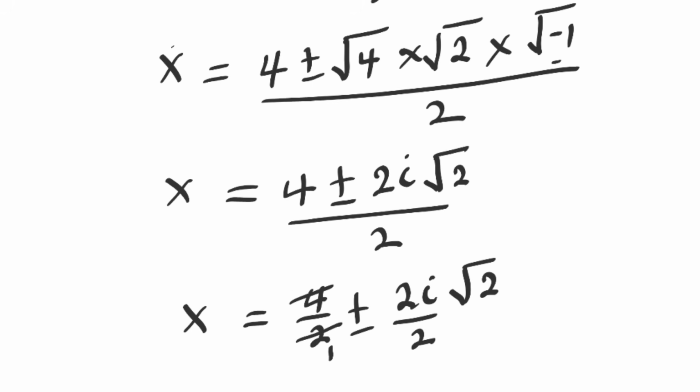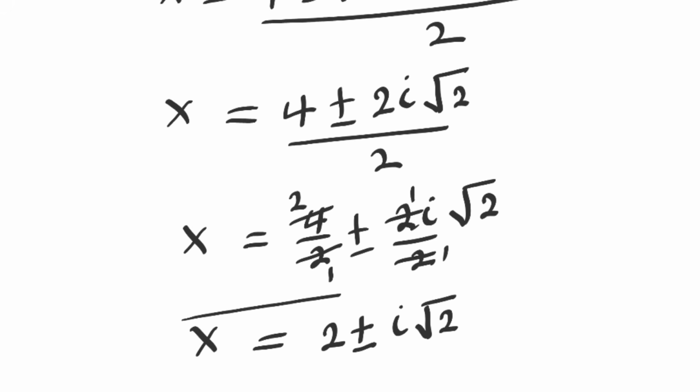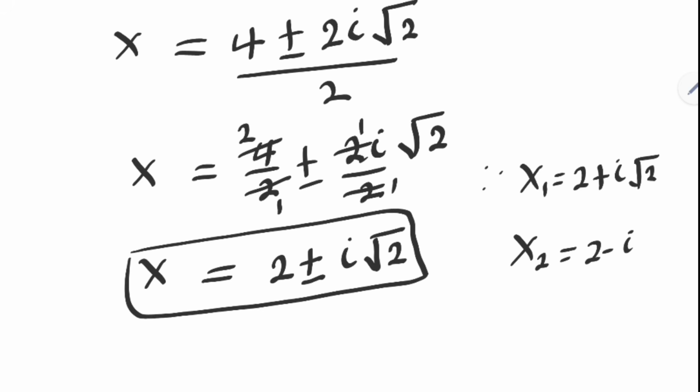2 here, 1; 2 here, 2; 2 here, 1; 2 here, 1. x is equal to 2 plus or minus i root 2. This is the value of x. Therefore, x1 is equal to 2 plus i root 2, then x2 is equal to 2 minus i root 2.